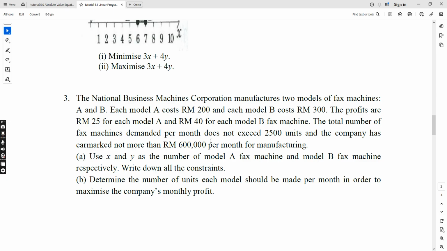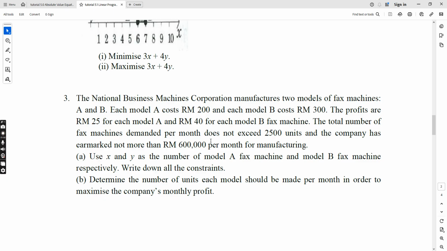The National Business Machine Corporation manufactures 2 models of fax machine, A and B. Each model A costs 200, each model B costs 300. The profit is 25 for model A, and the profit for model B is 40. The total number of fax machines demanded per month does not exceed 2,500 units, and the company has earmarked not more than 600 per month for manufacturing.